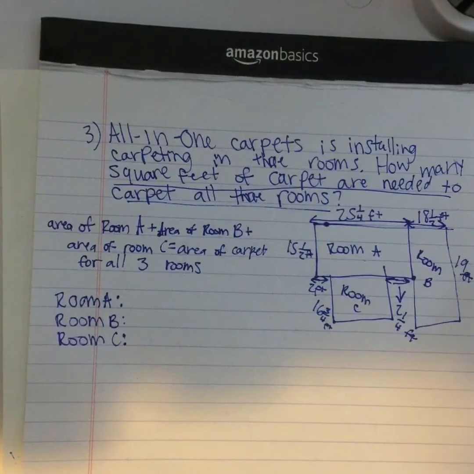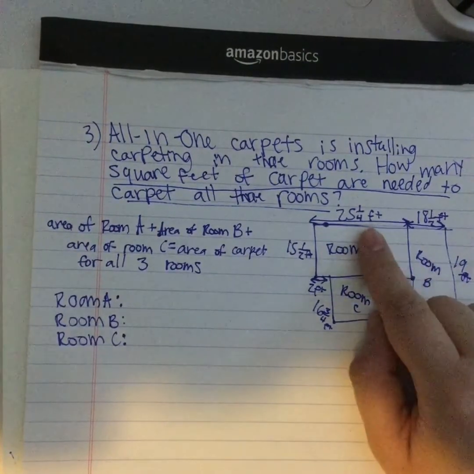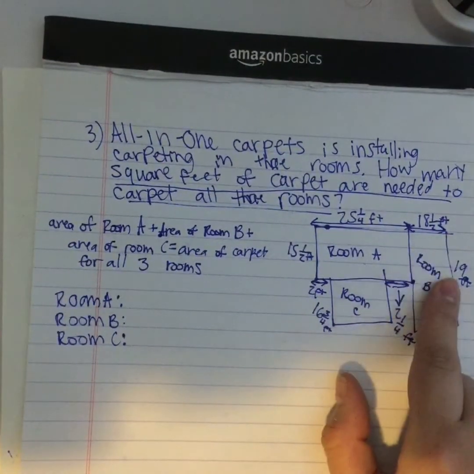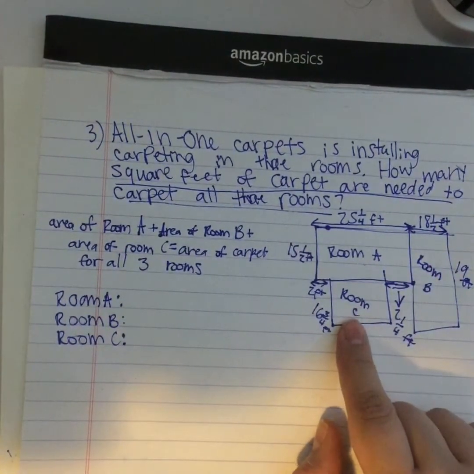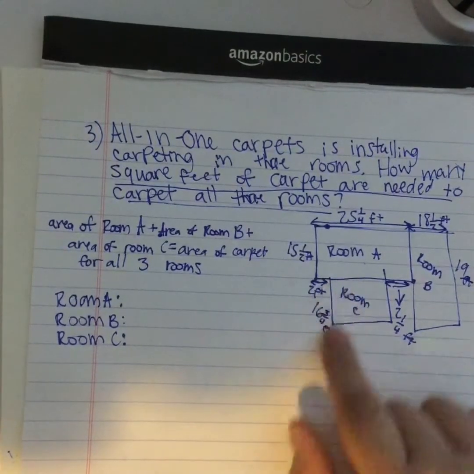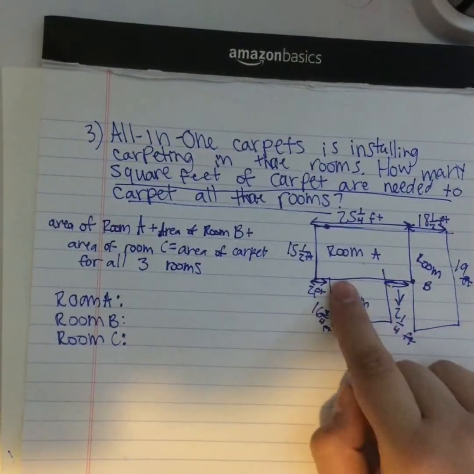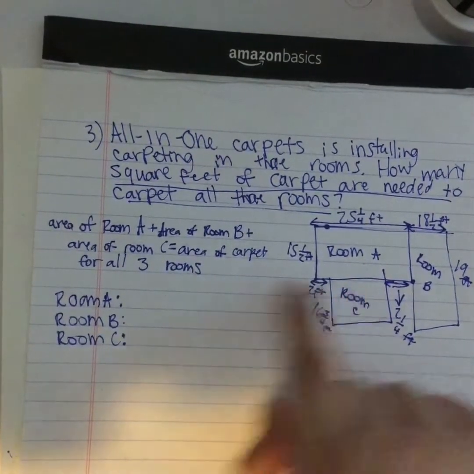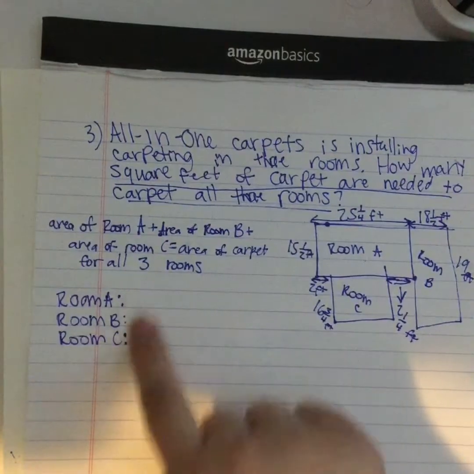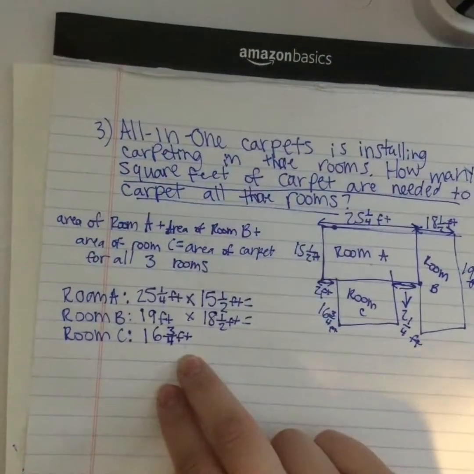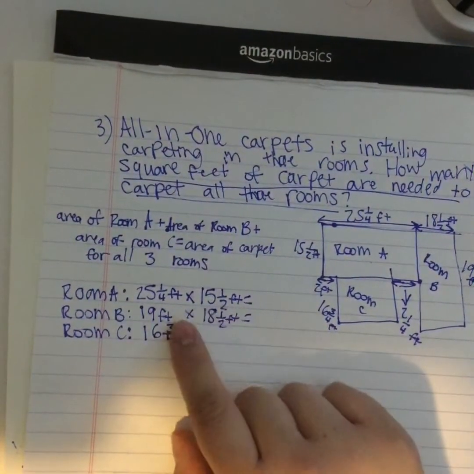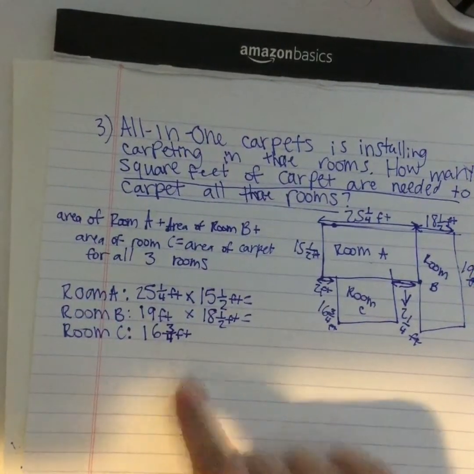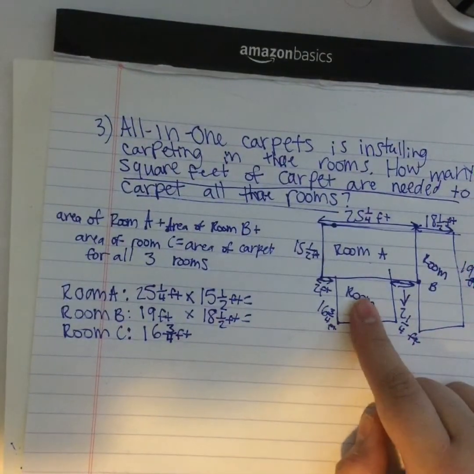Looking at my picture, I can very easily tell the length and the width of room A and the length and the width of room B. The problem is when I get to room C, I have either the length or the width, depending on how you look at it, but I don't have the other measurement. So I need to figure out how to do that. First, before I do that, I'm going to write the parts of room A and room B. So I went ahead and wrote down the length and the widths of room A and B. I wrote down the one measurement that we do have for room C, but we are missing the other one.